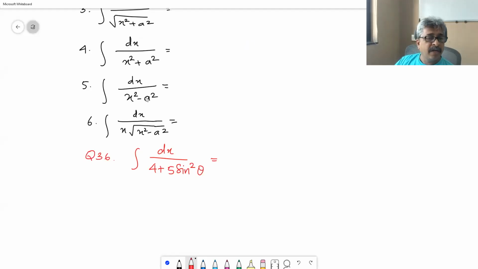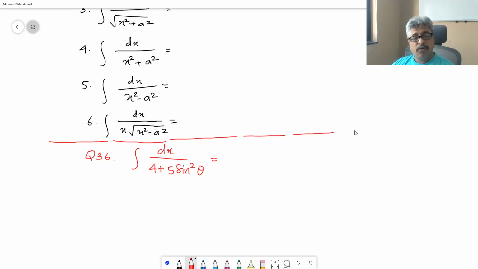Okay. After having learnt formula for these 6 standard integrals, let us solve few problems now. Problem number 36. Integral dx upon 4 plus 5 sin square theta.